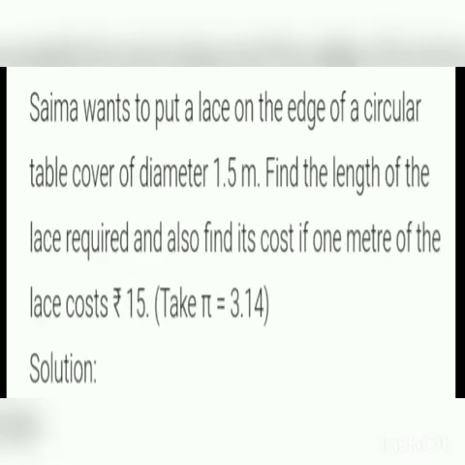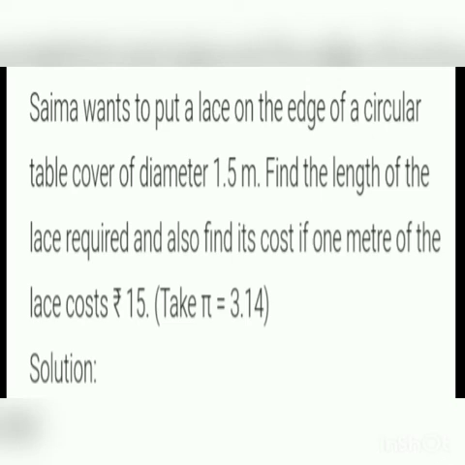Next question. Saima wants to put a lace on the edge of a circular table cover of diameter 1.5 meter. Find the length of the lace required and also find its cost if 1 meter of the lace costs 15 rupees. So here, since the diameter is not given in terms of 7 multiples, they have already given in the question, take pi is equal to 3.14.